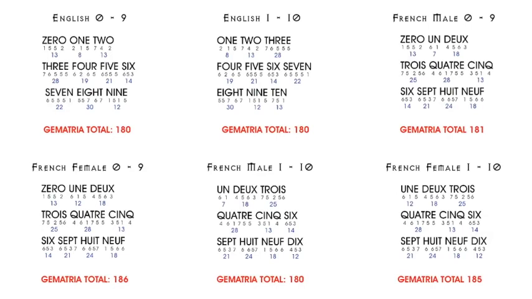Now we go to French male. Now this is taking the distinction that it's male. And you get 0, 1, 2, 3, 4, 5, 6, 7, 8, 9, and this equals 181. Pretty close to 180, right? Okay, let me stop you right there.